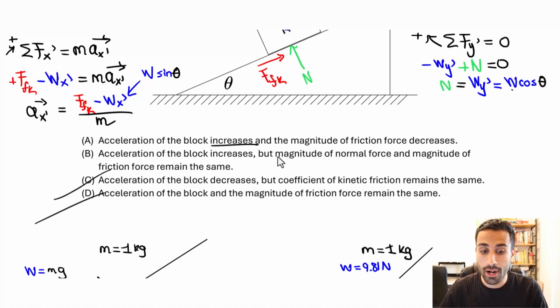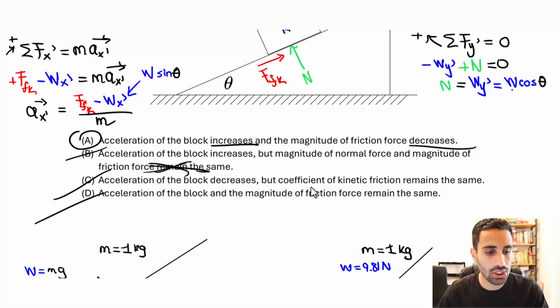So these two are out. And here the magnitude of the friction force does decrease. The magnitude of the normal force and magnitude of friction force do not remain the same. That is not true. The answer in this should be A.